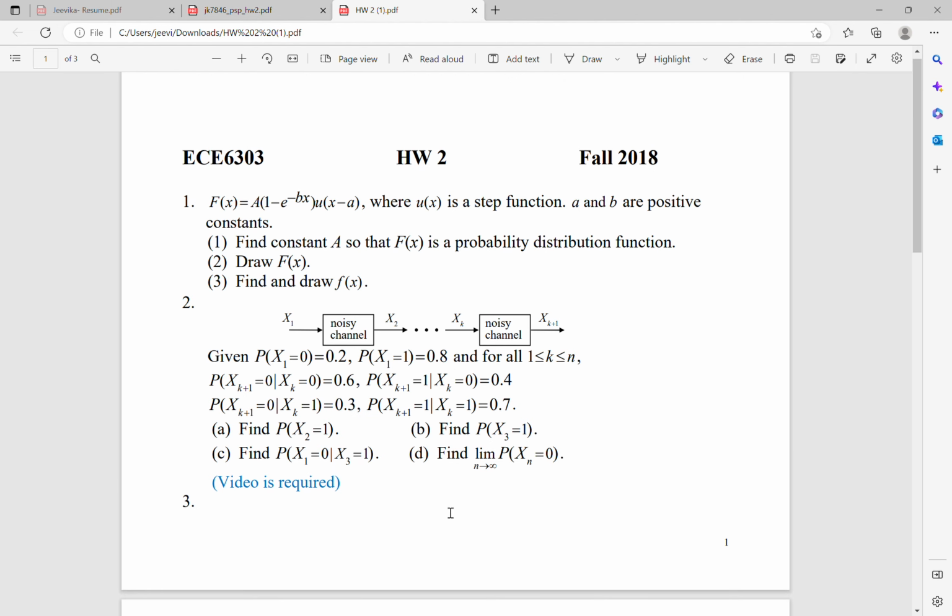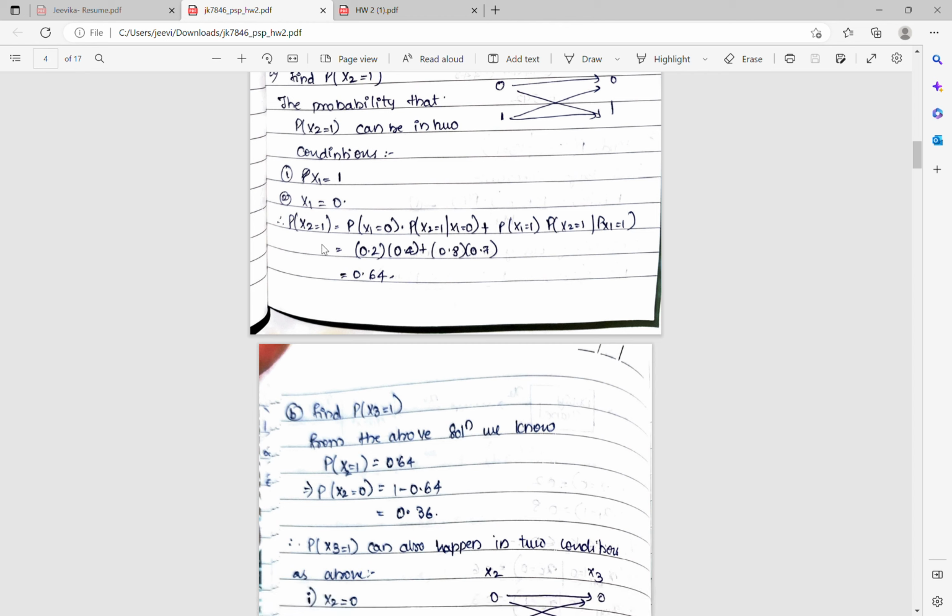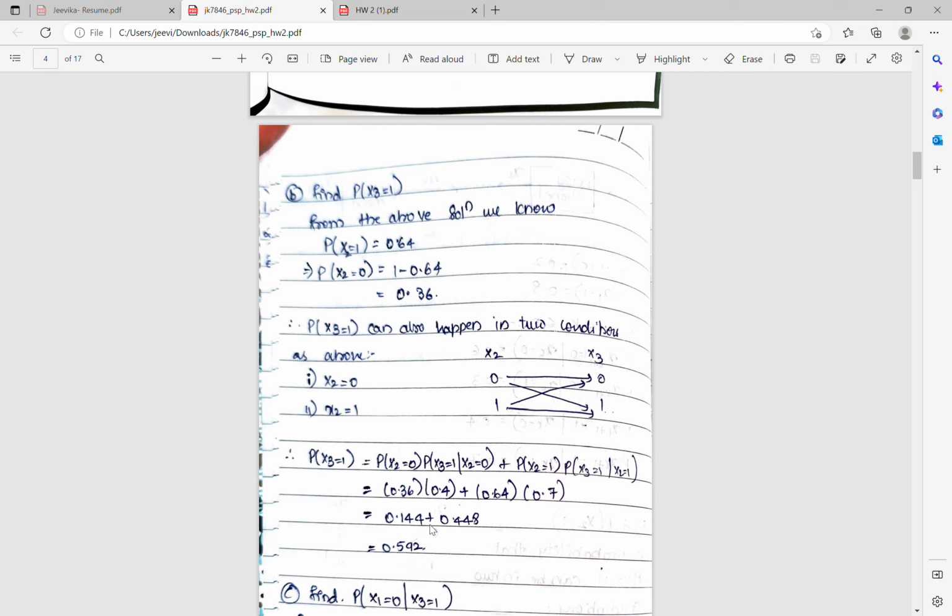Now the second question is to find the probability that P of X3 is equal to 1. Let's solve this. From this solution, we know that the probability that X2 is equal to 1 is 0.64. Now the probability for X2 equal to 0 is 1 minus 0.64, which is equal to 0.36. Now, same as the above question, the probability that X3 is equal to 1 can happen in two conditions. X2 will have two input signals, that is 0 and 1, and X3 will have two output data signals, 0 and 1.